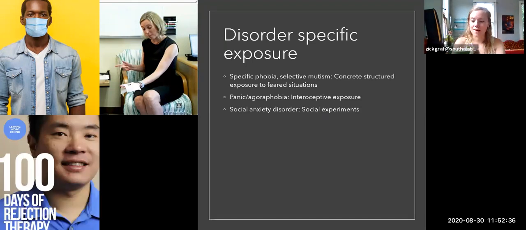For someone with social anxiety disorder, in addition to just exposing themselves to increasingly difficult and feared social situations, they would also set these things up as experiments. So the goal would be to see what is my feared outcome, what's the worst thing that could happen from this social situation? And if I do it, what actually happens? Does my worst fear come true? If it does, was it as bad as I thought? Or does it not come true, and what happens instead? So with social anxiety disorder, exposures are really set up as social experiments.